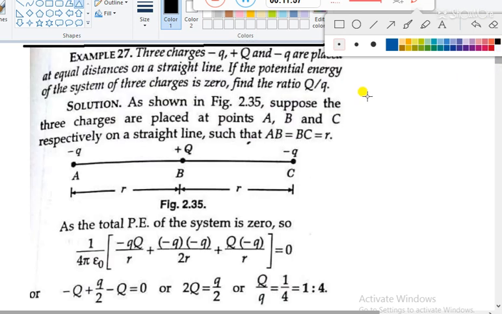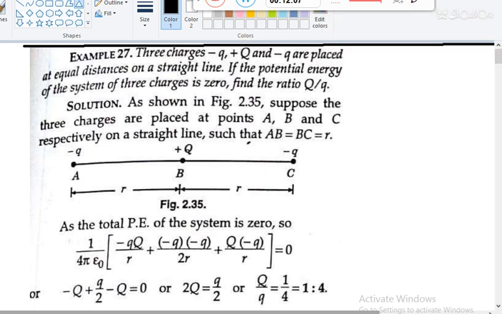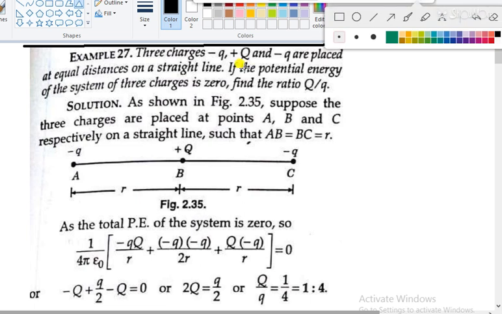So students, this is the example. Here I will again use the concept, and I will try my best to explain it to you. Three charges, minus q, plus q and minus q, are placed at equal distances on a straight line, so that means they are collinear.